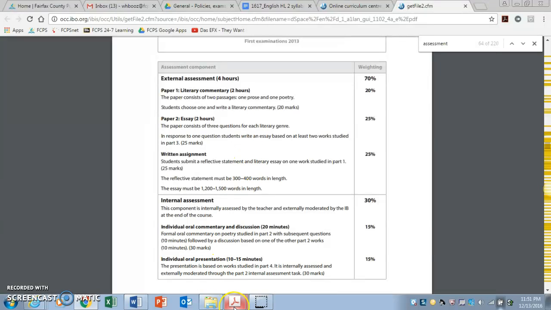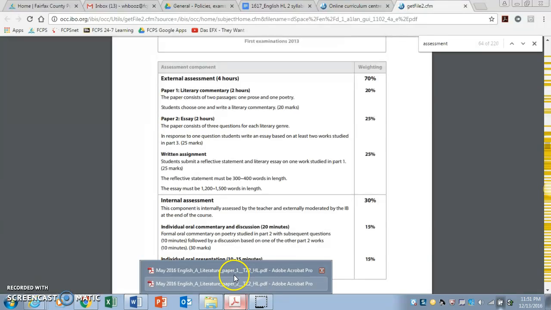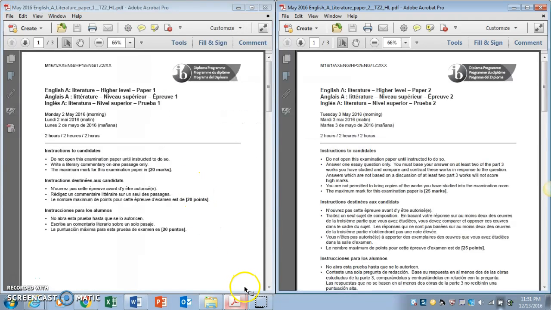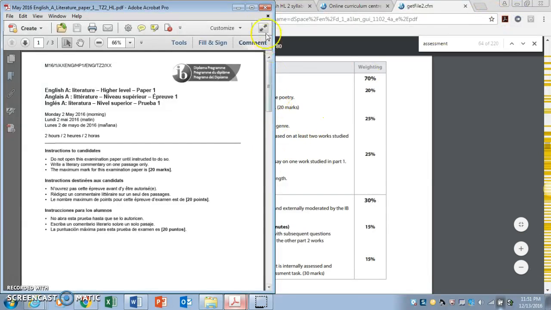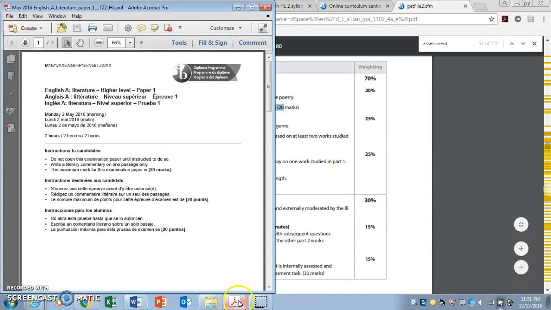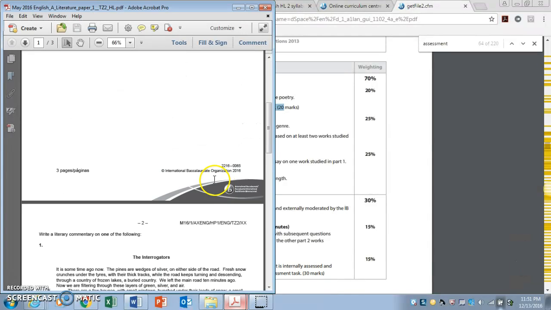Let's take a look at what a Paper 1 and a Paper 2 really look like. Here on the left-hand screen, we have a Paper 1. Here on the right-hand screen, we have the Paper 2. Let's go ahead and just compare the instructions. Basically, they look the same. Literature, higher level, Paper 1. Literature, higher level, Paper 2. Let's go ahead and minimize this Paper 2 for a moment, and instead maximize the Paper 1, and we are going to just quickly run through it.